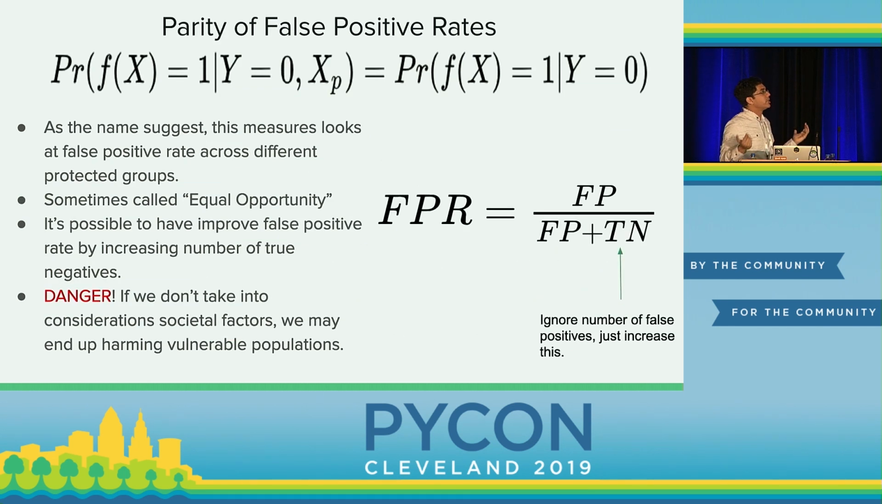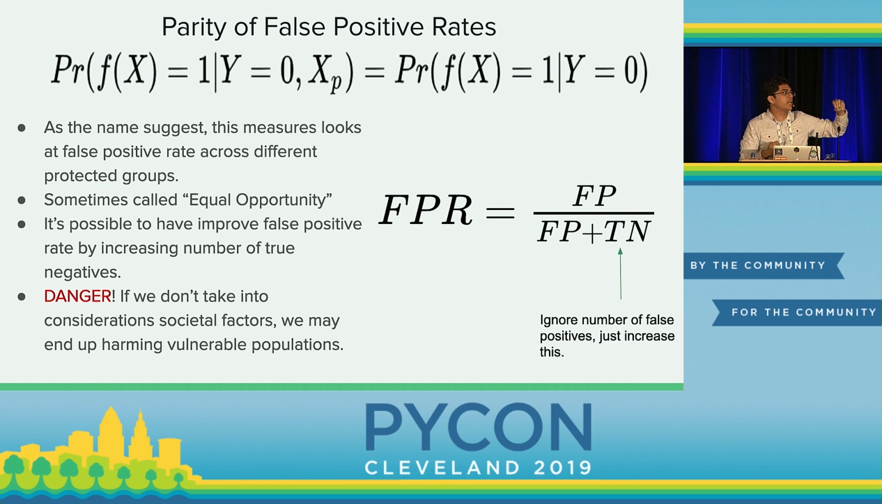Next is parity of false positive rates. As the name suggests, instead of looking at the positive outcomes, we're looking at the false positives. False positives are when the model says yes, but the actuality is no. This is sometimes called equal opportunity. And if you think about what the false positive rate is, it's false positives over false positives plus true negatives. So if you want to drop that false positive rate, ideally you're focusing on dropping the number of false positives.